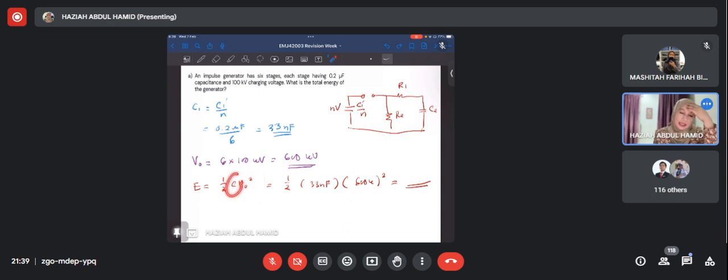Okay, C. So C adalah the equivalency lah. Sebab kita ingat, remember untuk Marx circuit, the circuit is charged initially in parallel and discharged in series. So that is the principle of impulse generator, multi-stage impulse generator ataupun Marx circuit. Okay, dia charge dulu in parallel, tapi bila dia discharge tu, all the capacitor tu are discharged in series.